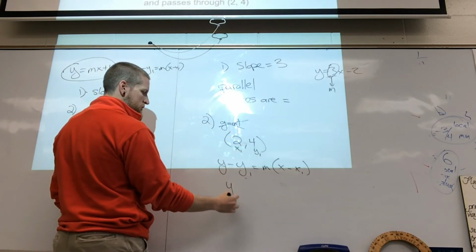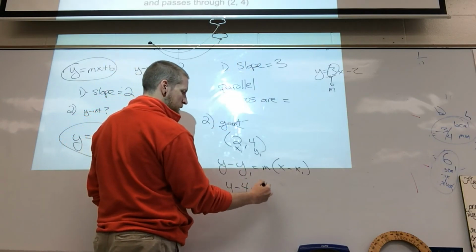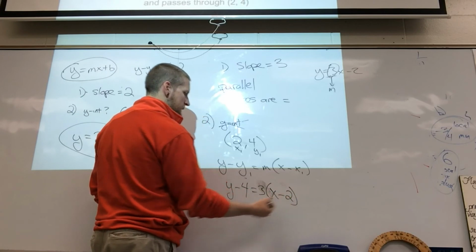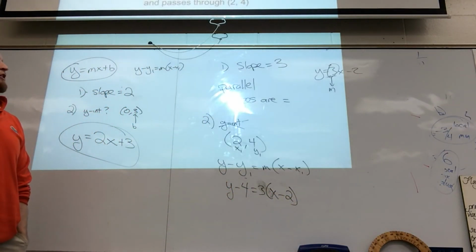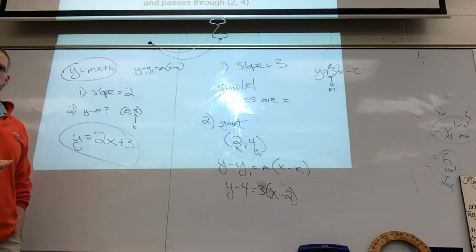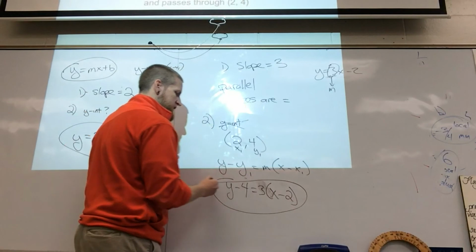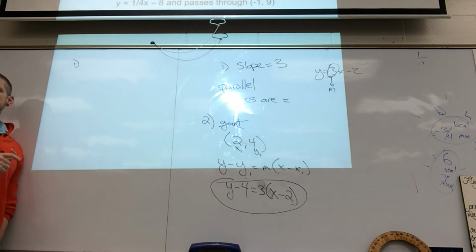Y1 I've listed as 4, so that's where my 4 goes. M we said was 3 because it's parallel. And the 2 is that. So I got everything plugged in. The only other thing I would have to do is if it says write it in a specific form. Does it specify any form up there? Does it say write this in slope-intercept form? Then I'm done. Like that's it. You can stop. It's fine. I didn't specify a form. You're good to go.